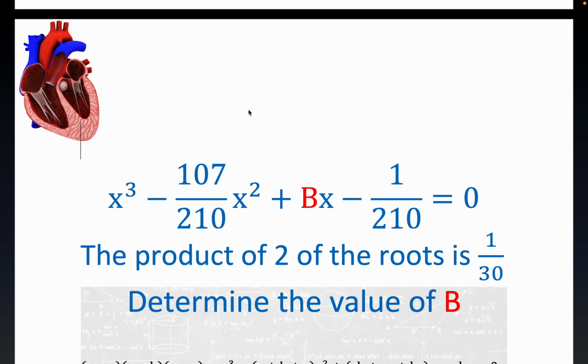Good night, everybody. Tonight we have a third degree polynomial with a missing coefficient, namely the coefficient of the linear term. Now, any third degree polynomial has up to 3 zeros or 3 roots, and so I'm gonna label those A, B, and C.